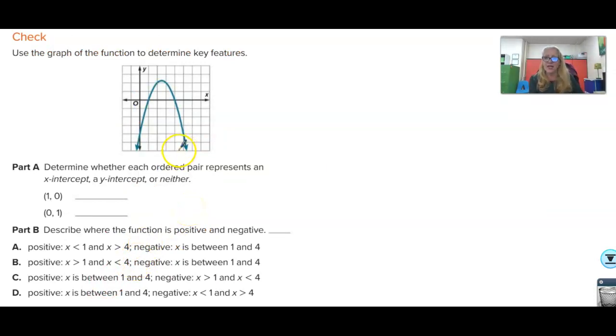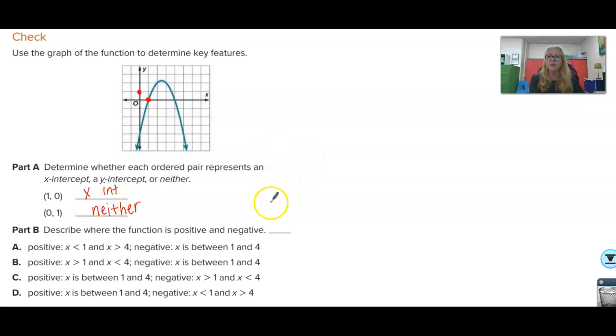Okay, so here's our check. Determine whether each ordered pair represents an x-intercept, a y-intercept, or neither. 1, 0 is right here, and that is an x-intercept. 0, 1 is right here. Oh no, it's right here, 0, 1. And that is neither. It is not an x or a y intercept.